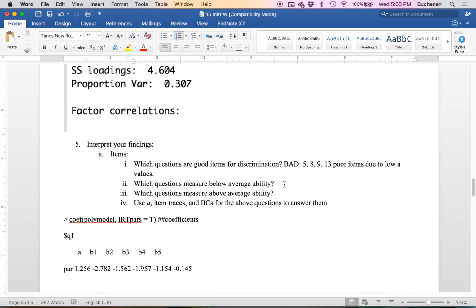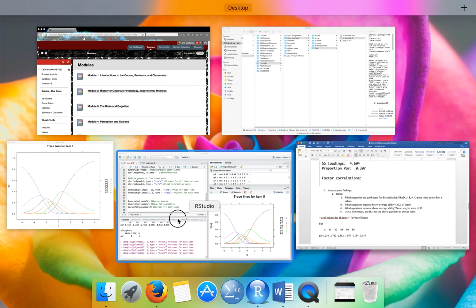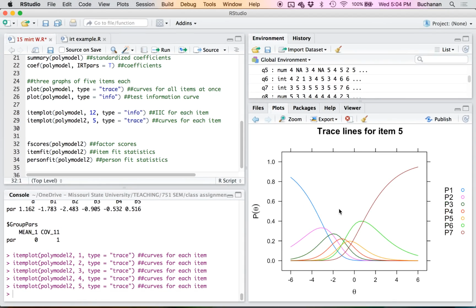So which questions measure below average ability? All of them. Which ones appear to measure above average ability? Pretty much none. Maybe some of 12. Okay. And so I was using those item traces and ICCs for that. I'm not going to cut and paste each one because that'd be a lot of pictures, but you get the idea.